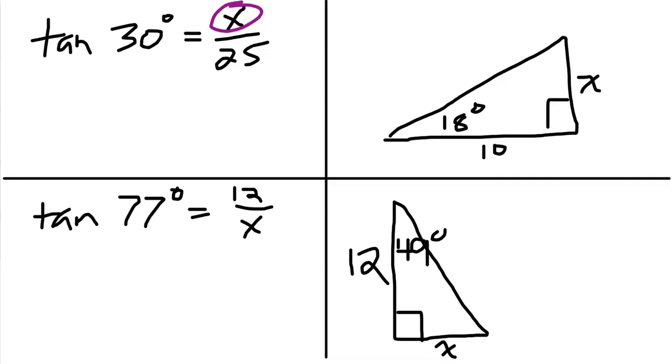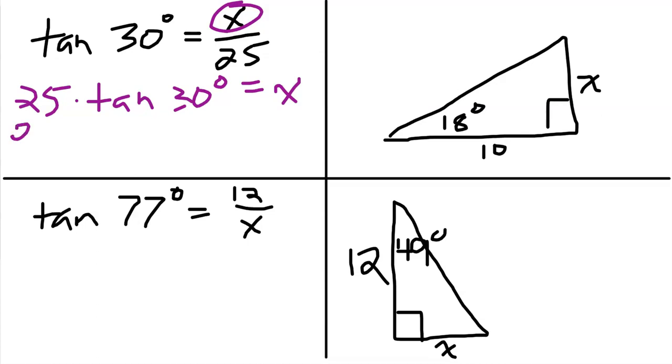So if we multiply both sides by 25, we get 25 times the tangent of 30 is equal to x. Now, plugging the tangent of 30 degrees into our calculator, the tangent of 30 is approximately 0.5774, and rounding to 4 decimal places is a pretty common place to round to when we're dealing with trig. Multiplying that by 25 gives us 14.43 as our value for x.